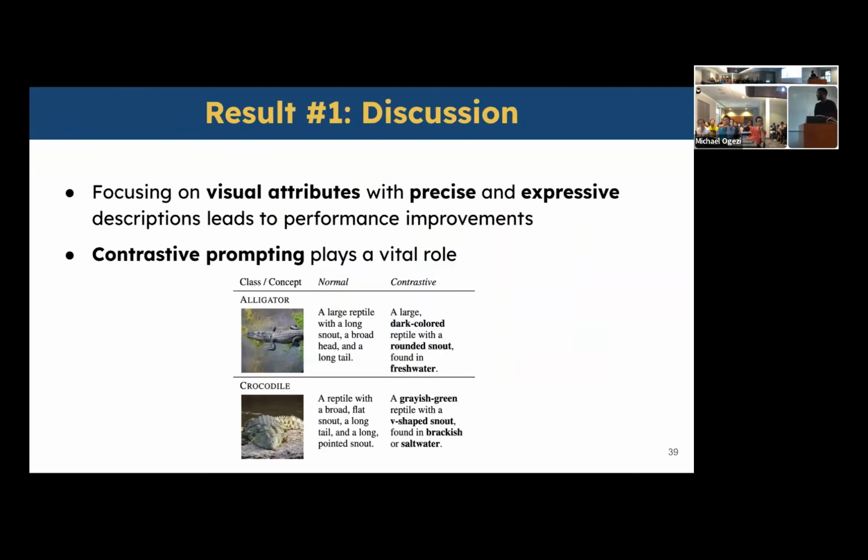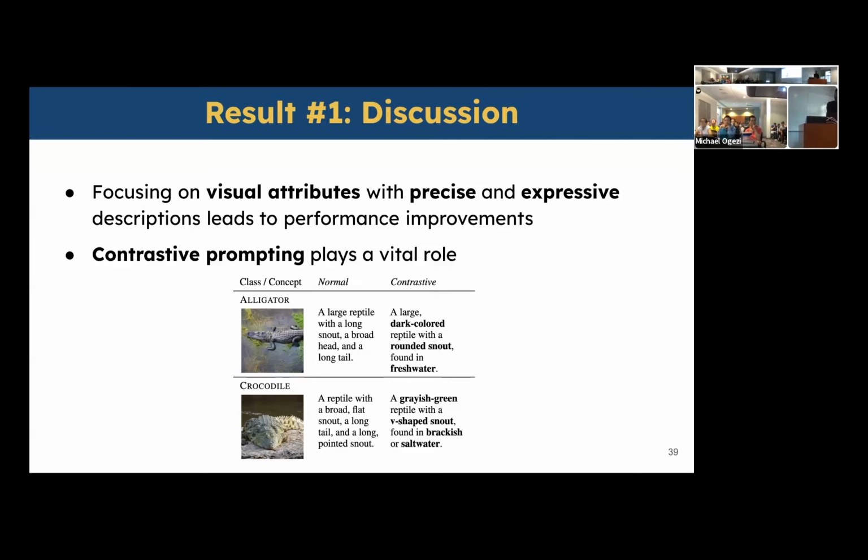So I'm going to talk a bit more about our results and just reiterate how important focusing on visual attributes with precise and expressive descriptions is. So we see that that helps us a lot. Using the semantic knowledge base is able to completely disambiguate whatever concept we're talking about. Like, we don't need to ask what kind of crane it is when we have it already marked. So a knowledge base and contrastive prompting is very important.